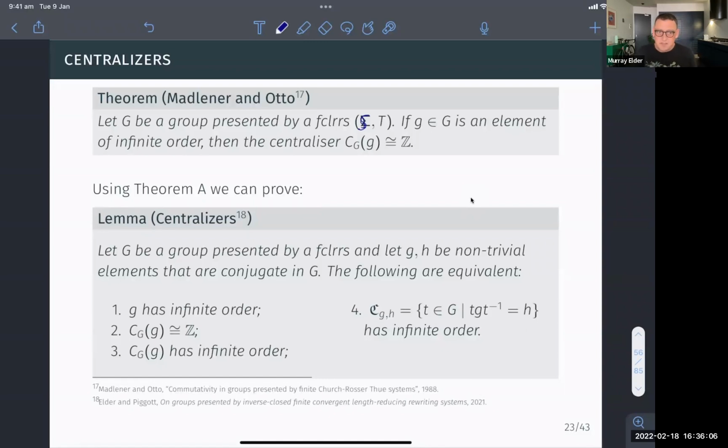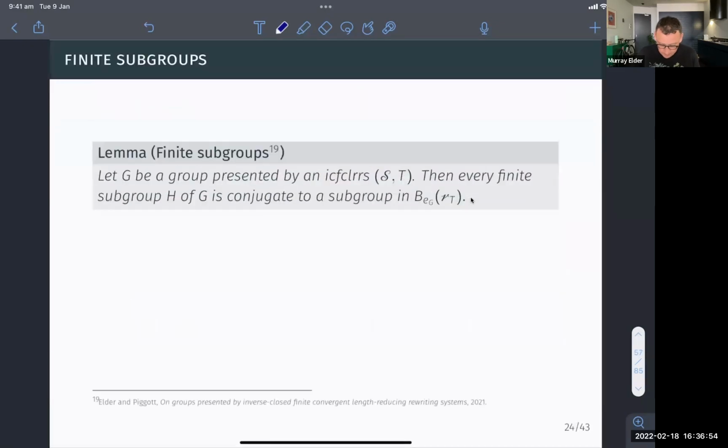But using theorem A, we could actually beef this up a little bit. And then I think this should say inverse closed. There's a few little typos on this slide because we're using theorem A, and that's only about inverse closed systems. And you've got two non-trivial elements that are conjugate. Then G has infinite order if and only if that. We already have that from Madeline and Otto. So the centralizer has infinite order if and only if the set of conjugating elements has infinite order. So if G has finite order, then the set of conjugating elements is finite. And that's something that we're going to use. So let me give two more statements, and I think I've got these a little out of order.